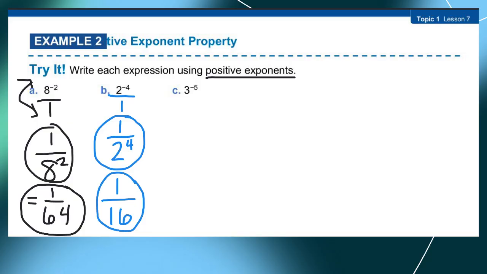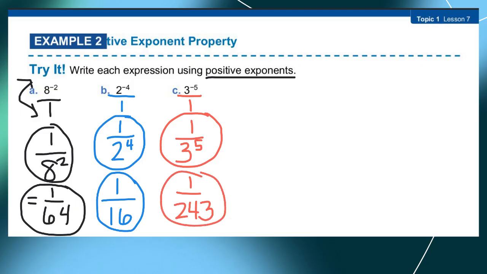All right, let's do one more of those. I can put a 1 under any number. When I flip it over, I change its location. I ditch the negative. This is in simplified form using a positive exponent. The 1 is not affected. And 3 to the 5th power, I've got to get my calculator. 3 to the 5th power is 243. So when you change the location, you are going to ditch your negative.